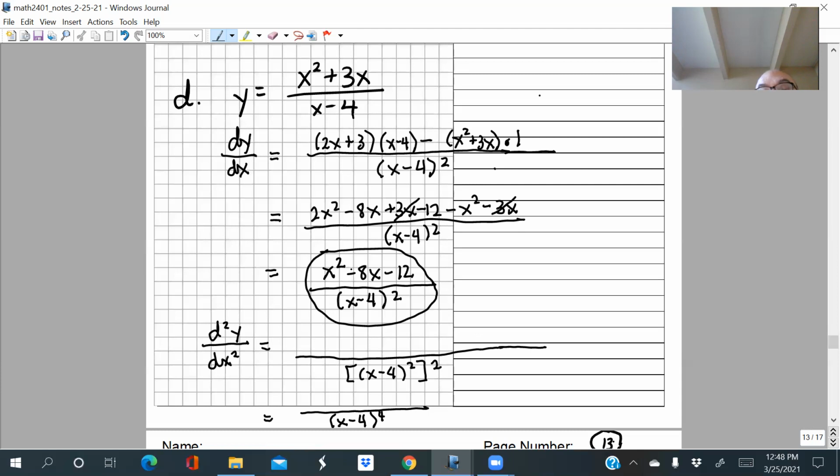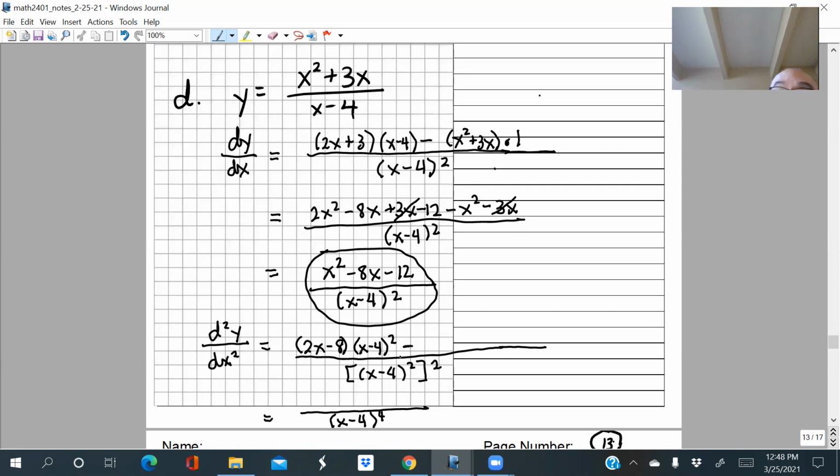So let's see, we take what? The derivative of the top times the bottom, okay? So your top is x² − 8x − 12 times the bottom. Well, that's not too bad. The derivative of x² − 8x − 12 is 2x − 8. See, the derivative of the top here is 2x − 8, and then you multiply it by the bottom. So (x − 4)². So the whole bottom is squared, right?